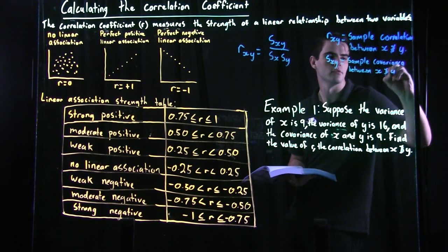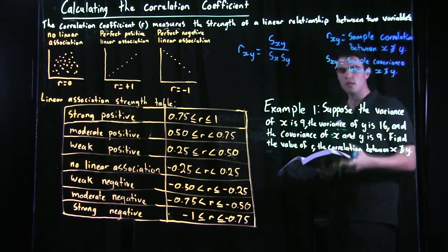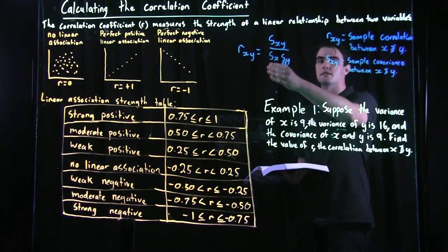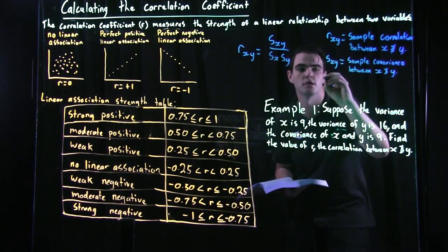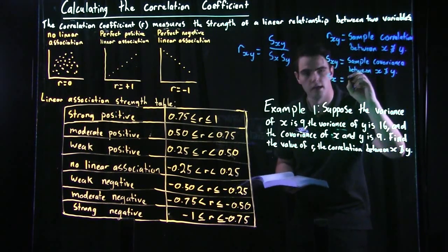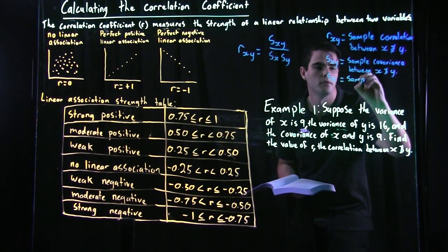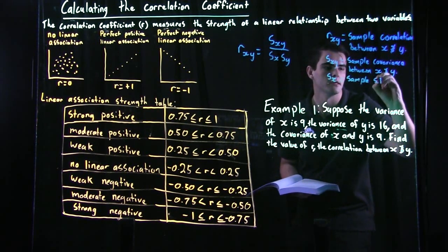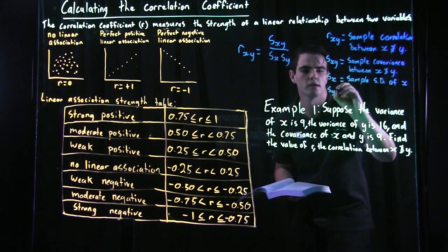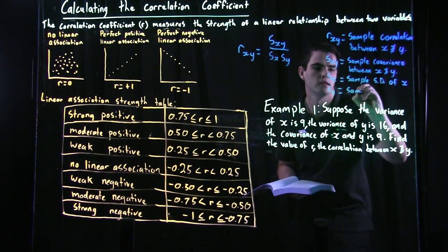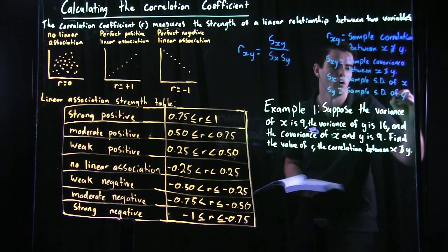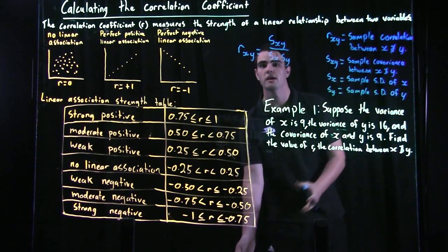x and y. The last two bits on the bottom are just the sample standard deviation of x and of y. These ones are really nice and easy. We can just write s subscript x is the sample standard deviation of x, and s subscript y is the sample standard deviation of y. This formula is quite important.